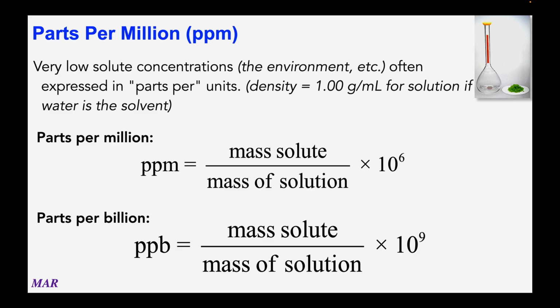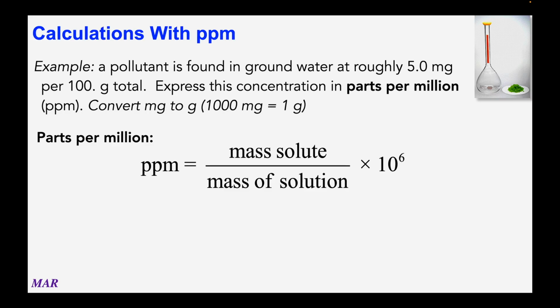If this solute is a pollutant or a poison to people, then it might be really important. So let's say we have some kind of pollutant. It's 5 milligrams present in 100 grams total. Let's calculate this in parts per million. Now, in order to do this, we need to turn milligrams into grams. And again, there's 1,000 milligrams in 1 gram. So we'll do that first before multiplying by a million.